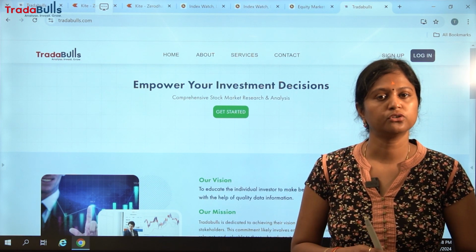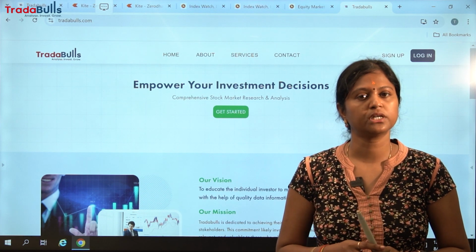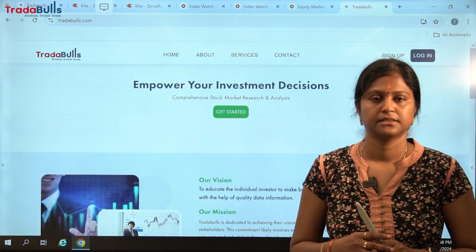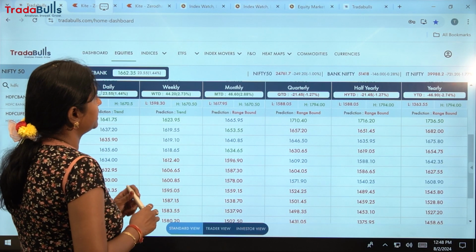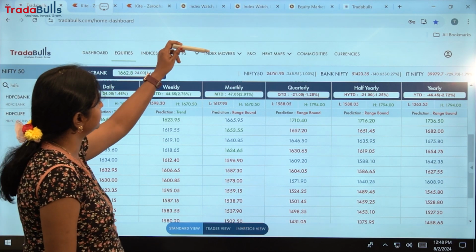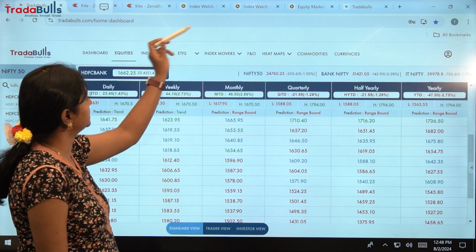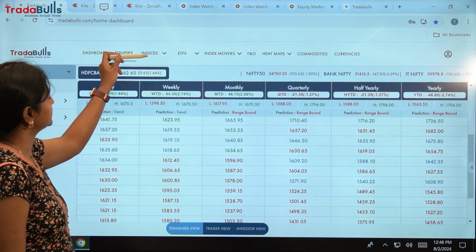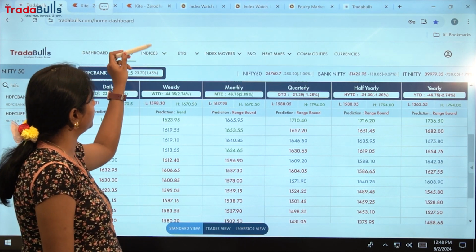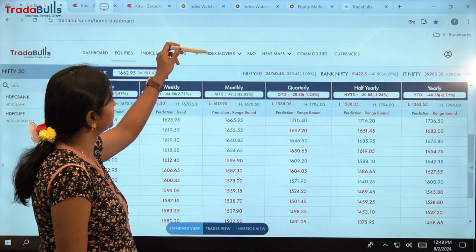Let me go to the application and show you how you can make use of index movers and heat maps. We are in the application now. Let's go to index movers. Here are the major menus: equities, indices, ETFs, index movers, heat maps. Today's topic is about index movers.